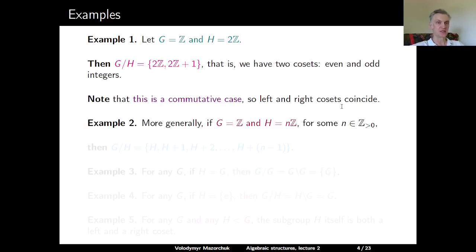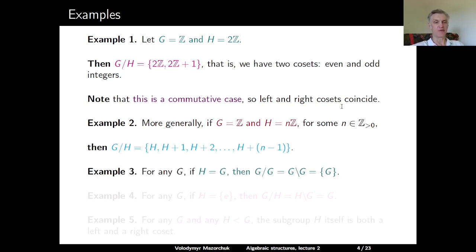Example 2, this is just a generalization of example 1. If we take the additive group of all integers and consider a subgroup consisting of all integers divisible by some positive integer n, so H is equal to nZ, then the set of cosets doesn't matter left or right because it's a commutative situation. So we have exactly n cosets, and these are the following sets. So H, then H plus 1, H plus 2, and so on, H plus n minus 1.